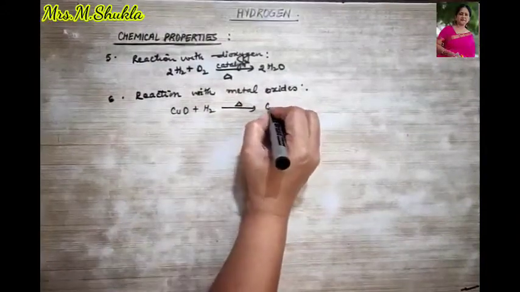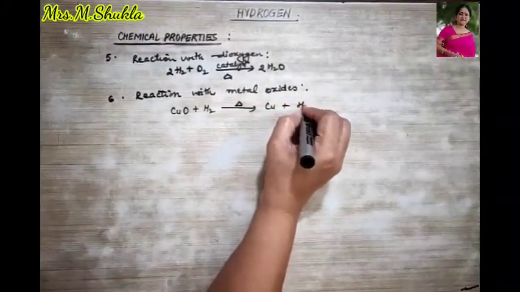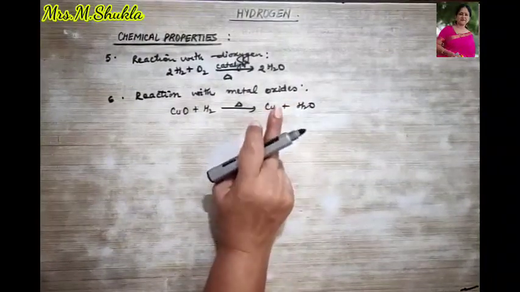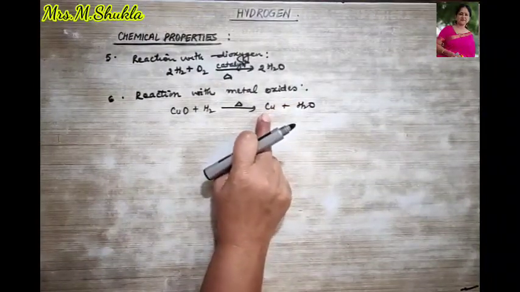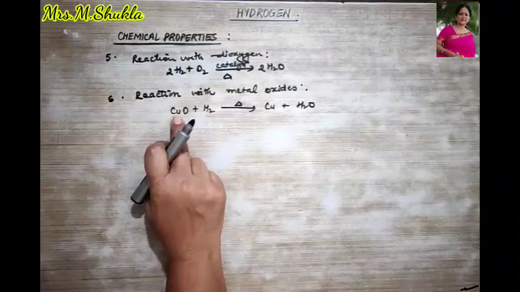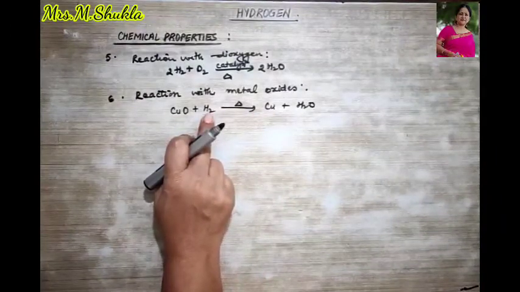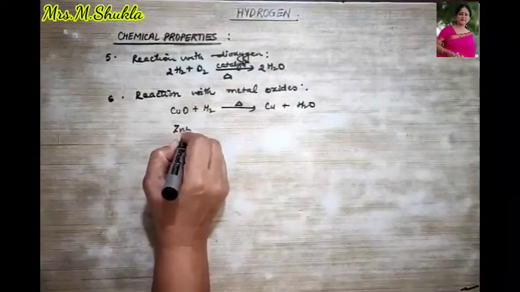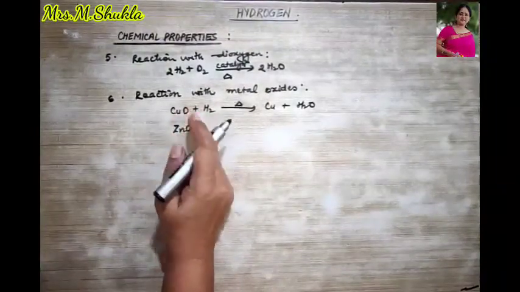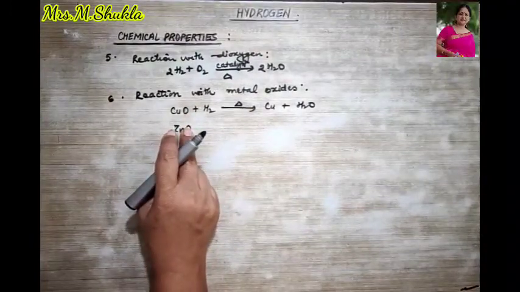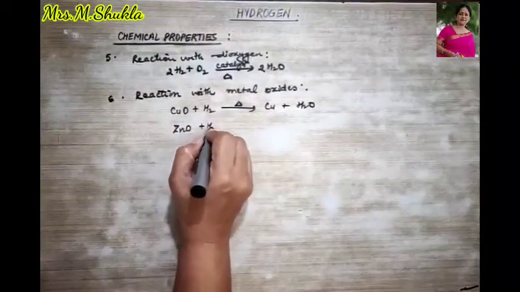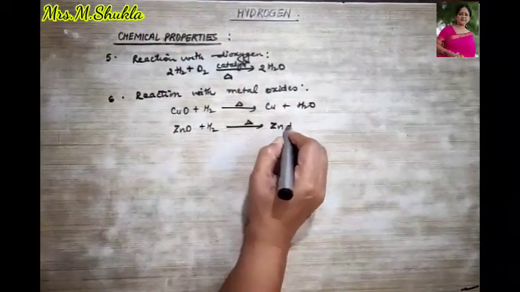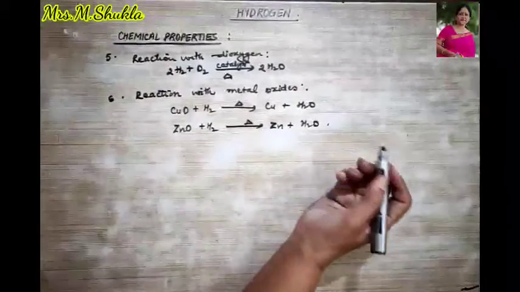When heated, what do we get? We get copper. The reddish brown, the pinkish color or reddish brown color copper is obtained from the black color copper oxide, which is when treated with the colorless, odorless gas, that is hydrogen. Then zinc oxide. What do you know about zinc oxide? It is yellow when hot and white when cold. So when this is treated with hydrogen gas and it is heated, we get zinc and water molecules.